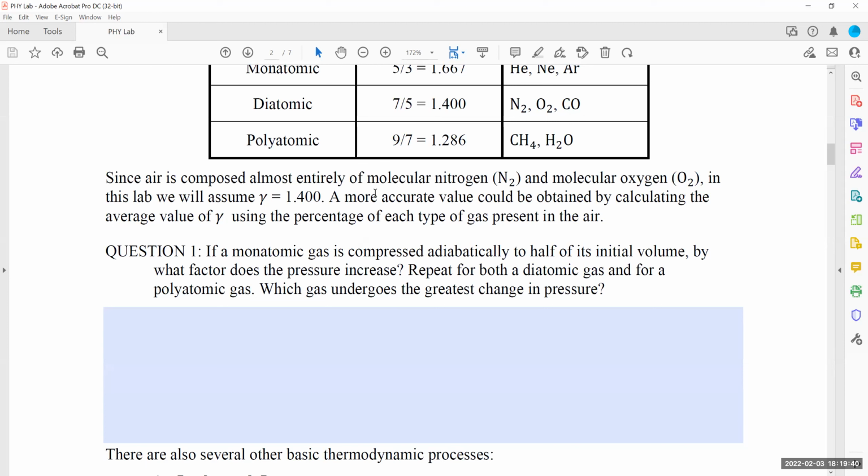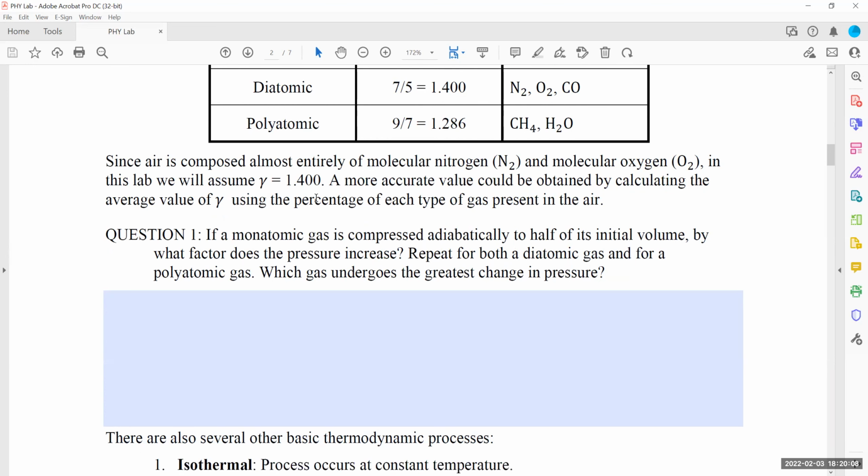Now it says since air is comprised mainly of nitrogen and oxygen, this lab will assume gamma to be 1.4. However, a more accurate calculation will involve a weighted average for all of its components. N2 is 1.4, and oxygen is 1.4, but there are other components. It has water vapor and carbon dioxide, and those are for sure polyatomic gases. So it's going to be slightly different from this number.